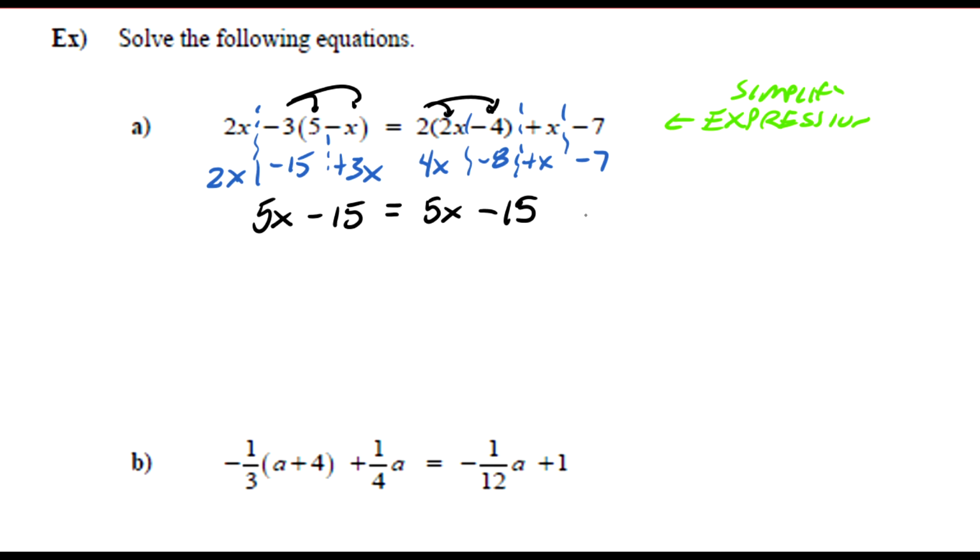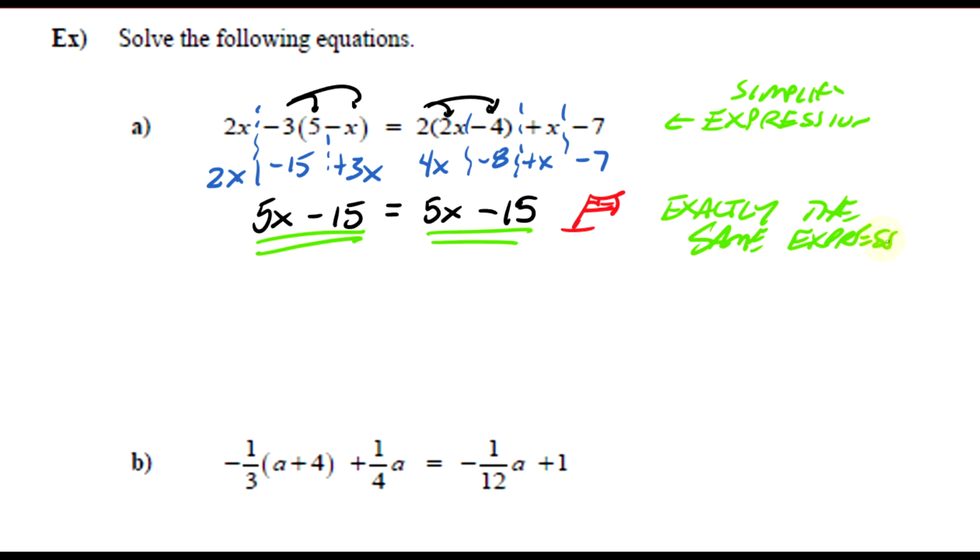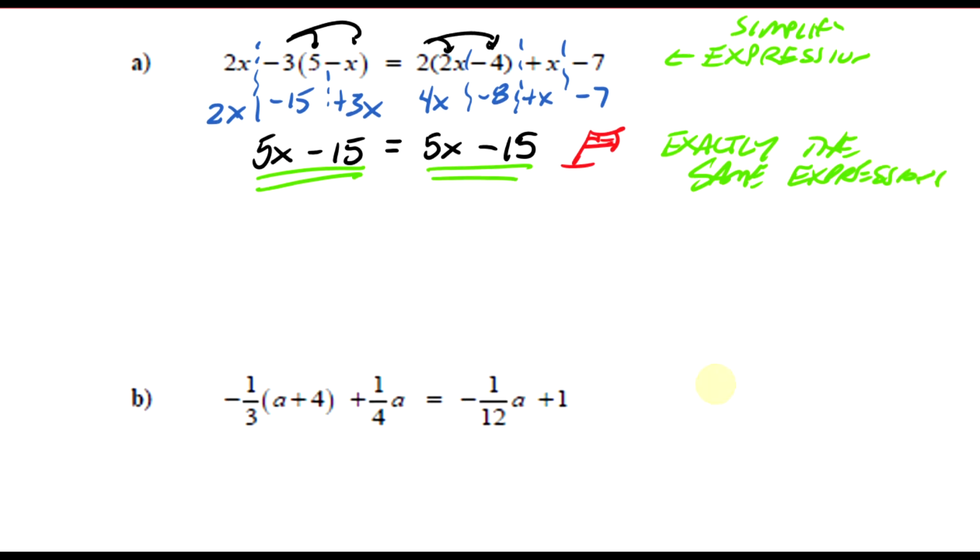And I realize, and this is kind of a red flag here, that the expression on the left is exactly the same as the expression on the right. We have exactly the same expressions. If they're exactly the same expressions, then it doesn't matter what value we have, the values will come out the same on both sides. Does that make sense? So no matter what I plug in, the left expression is going to give us the exact same value as the right because they're the exact same expressions.